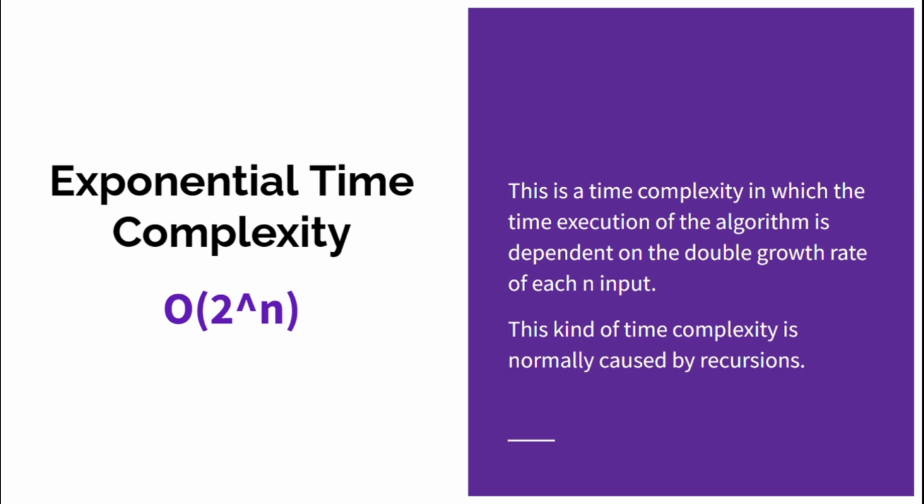In this time complexity, the time execution of the algorithm is dependent on the doubling growth rate of each input, meaning that each input is going to be doubling, because 2 is going to be raised to the power of the size of the input. This normally occurs in recursions. If you're doing something like the Fibonacci sequence, the Fibonacci algorithm, you can find this kind of time complexity in it.